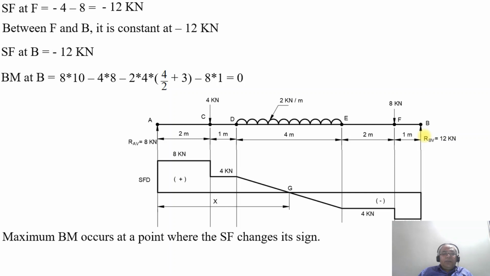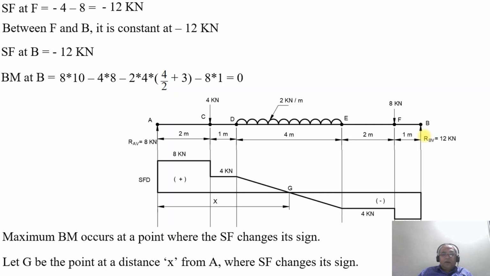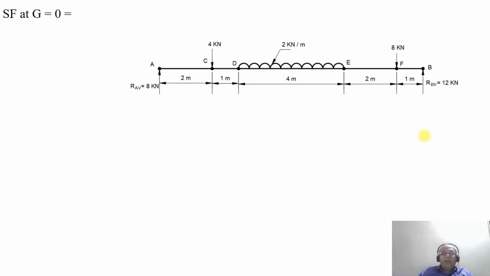So maximum bending moment occurs where the SF changes its sign. So let G be the point at a distance of x from A where SF changes its sign. So now we need to consider SF at the point G, which will be equal to 0. So when you are considering the SF at the point G, where the SF changes its sign, it will be equal to 0. So then what happens? 8 minus 4 into 2 into x minus 3. That is because the section is taken within the UDL.